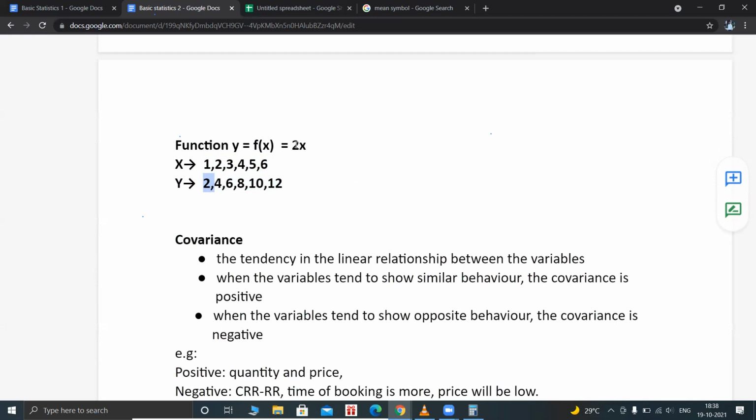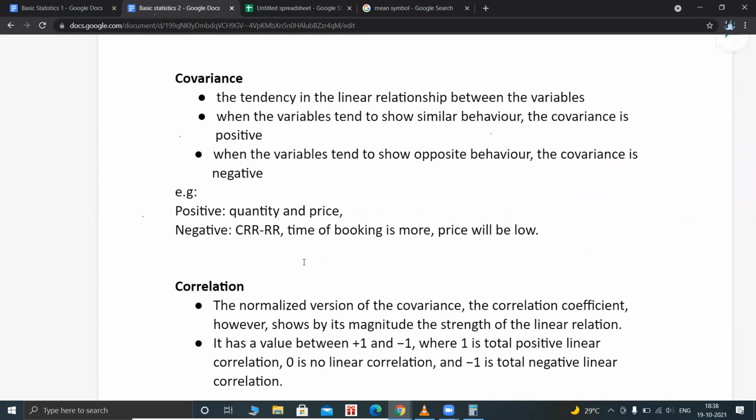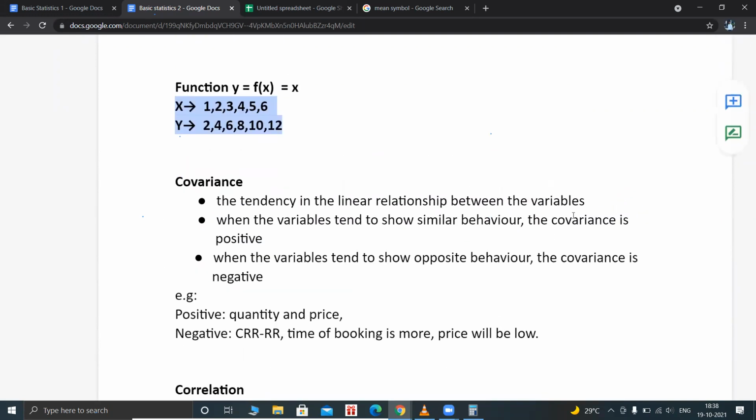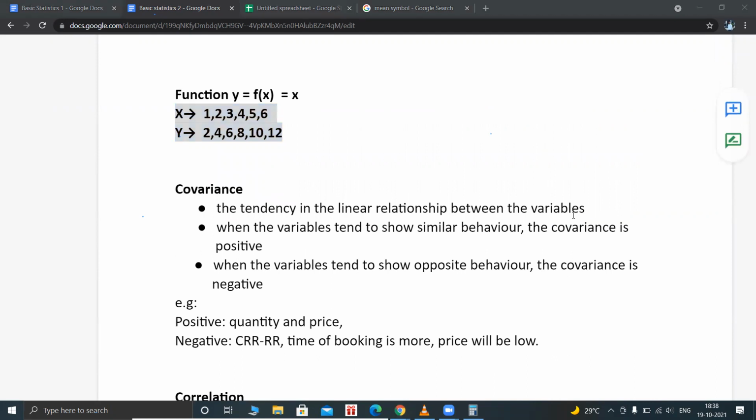weakly correlated. Let me take, instead of 2x, just x. Now if I have x, tell me what is the correlation for x and y, guys? If I have the function f of x is equal to x, what is the correlation between x and y? They are similar. Of course they are similar, but tell me in this thing, strongly or weakly?